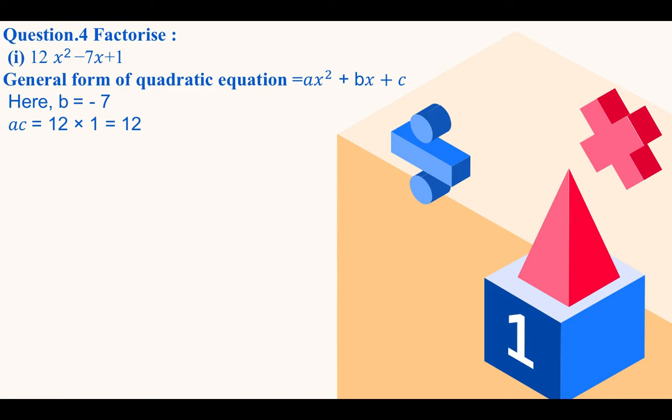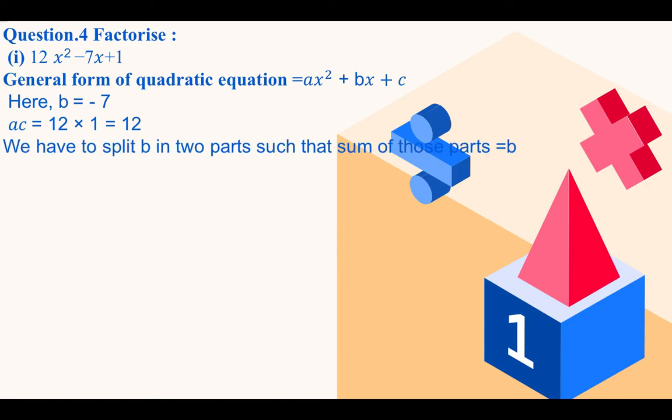Now what we have to do in the quadratic equation? We split the middle term into two parts. What do I mean by middle term? It means we will split b such that when these two parts are added with each other they give me b, and when they are multiplied with each other they give me the product AC.